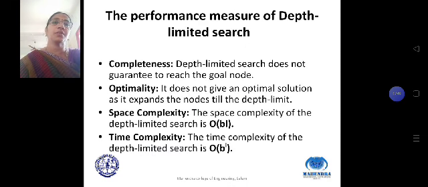So the performance measures of depth limited search are completeness, optimality, space complexity and time complexity. What is completeness? Depth limited search does not guarantee to reach the goal node. It is not optimal; it does not give an optimal solution. It expands the nodes till the depth limit. Space complexity is O of BL, branching factor times the limit. And time complexity is O of B to the power L.